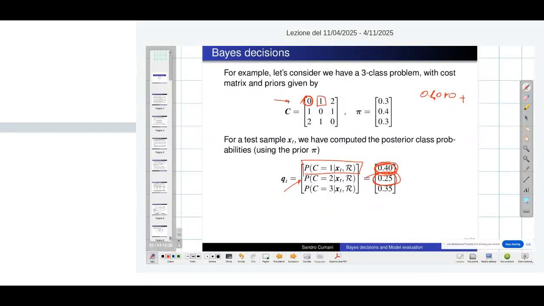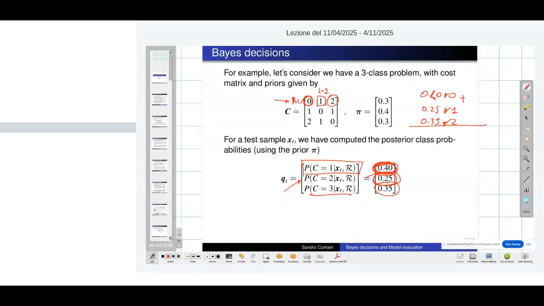This is the cost of predicting 1 when the label is 2. It's 1. So with 25% probability, we will pay 1. And then there is a 35% probability that the sample is actually from class 3. If it's from class 3 and we label it as 1, we pay a higher cost because this is a worse mistake according to our cost matrix. So there is 35% probability that we will pay a cost of 2. This is from the recognizer's point of view.